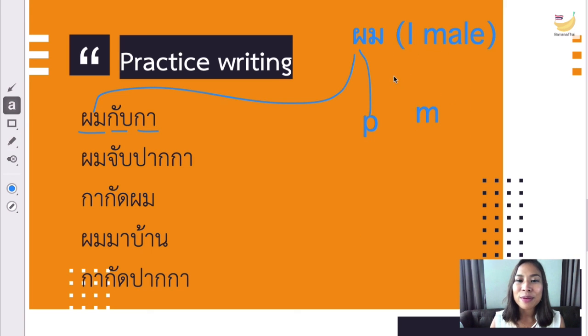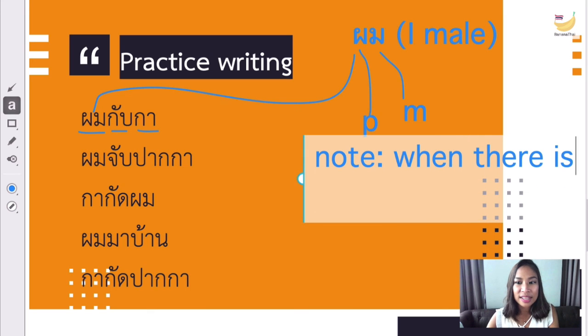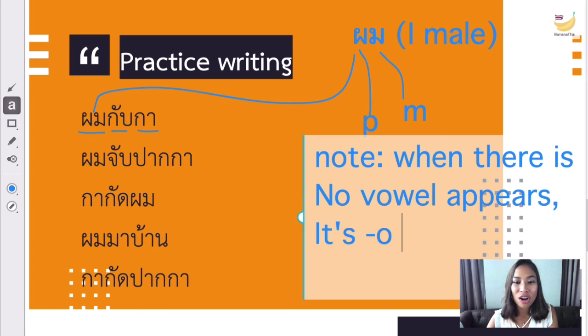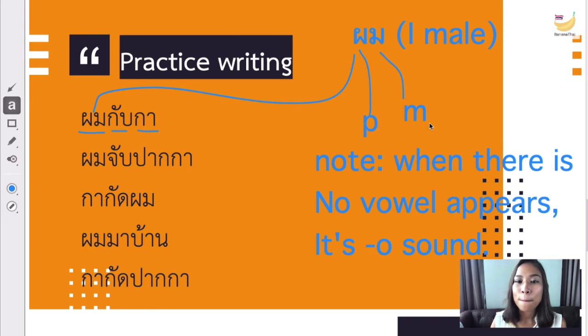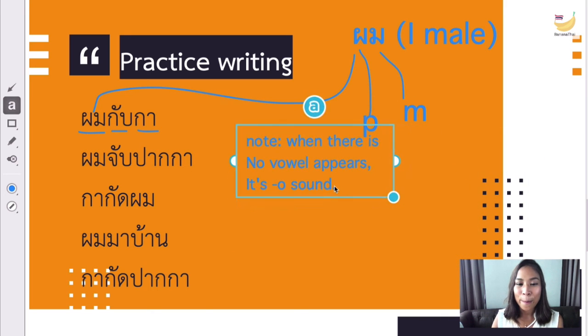What you can see from this example of the word ผม is that you cannot find the vowel. So take a look here. Note: when there is no vowel appearing, it's o sound. So that's why this one is ผม, p-o-m, ผม, the word ผม as I for male.